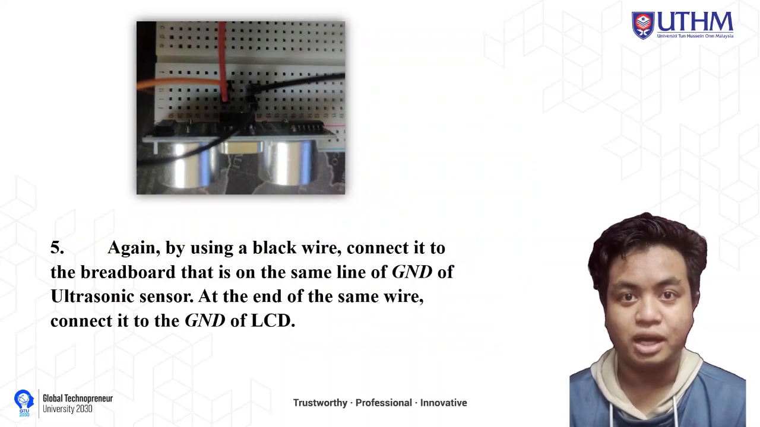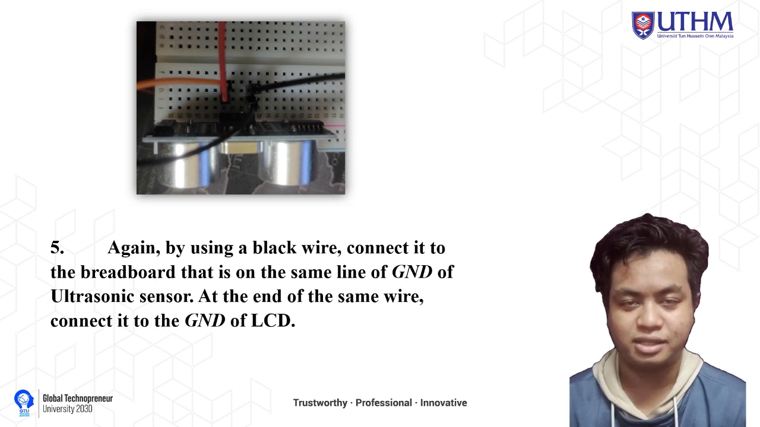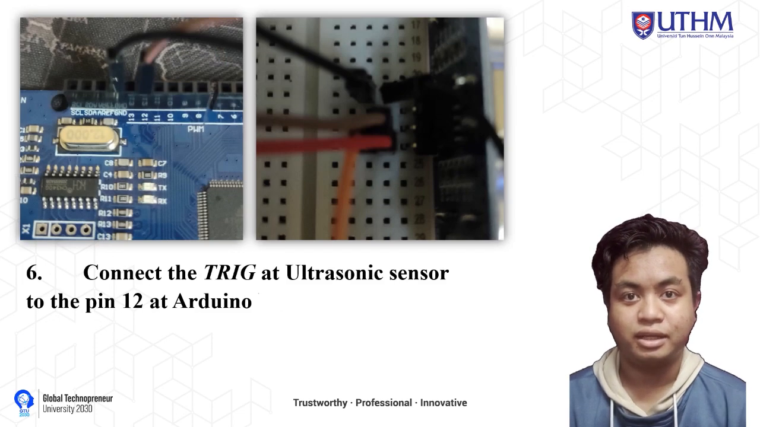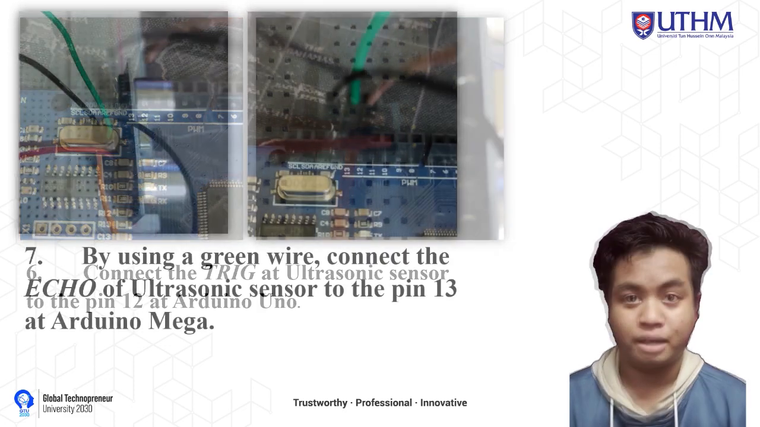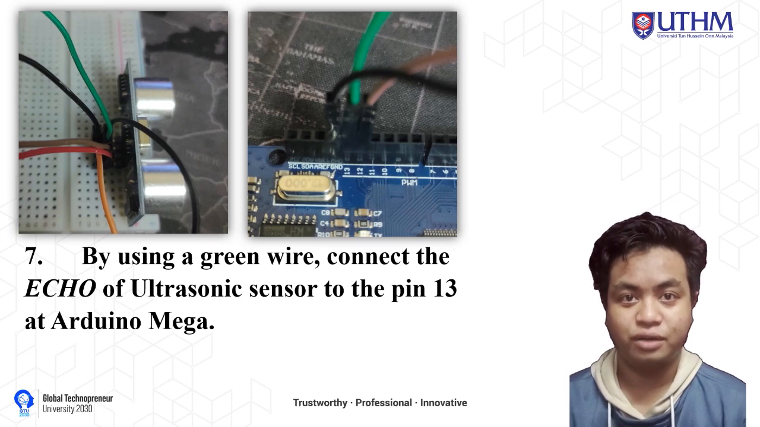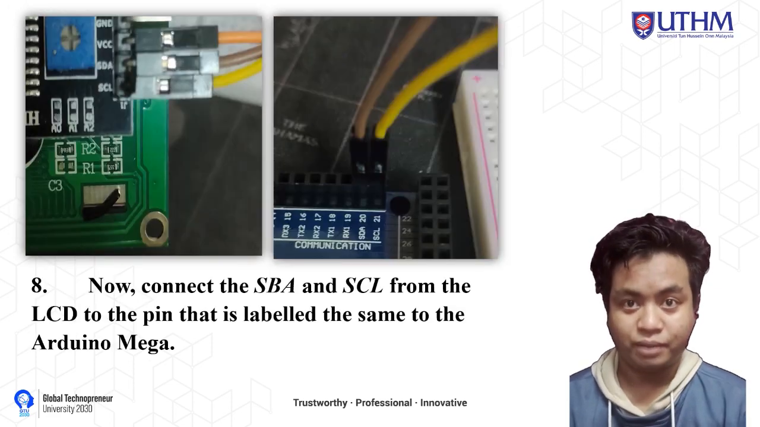Number 5, using another black wire, connect it to the breadboard on the same line as the ground of the ultrasonic sensor. At the end of the same wire, connect it to the ground at the LCD. Number 6, connect the trig at the ultrasonic sensor to pin 12 at the Arduino Mega. Number 7, using a green wire, connect the echo of the ultrasonic sensor to pin 13 at the Arduino Mega.